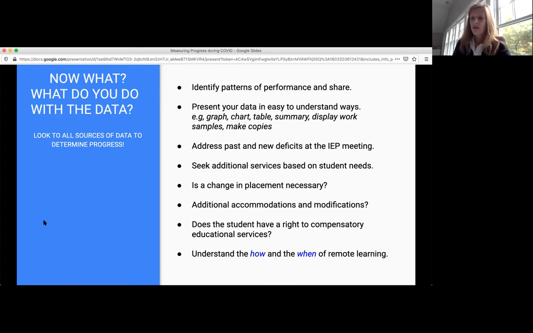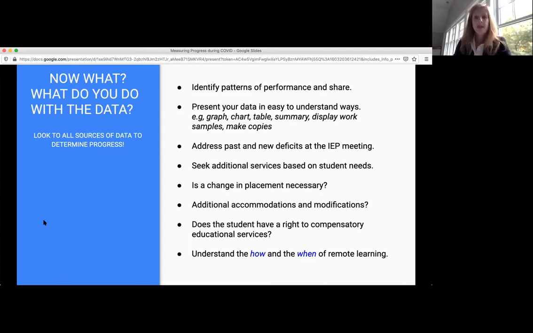Does the student have a right to compensatory educational services? I have learned now that in New York, they are calling compensatory educational services in relation to COVID times, COVID impact services, which is interesting. This is a topic of a whole other presentation, so I don't want to delve into it too much, but I just want to note that compensatory educational services are not provided for in the IDEA. This is really discretionary relief that is provided to remedy an educational deficit that is a result of a denial of FAPE, a free appropriate public education, either in the implementation of your IEP or in the design of the IEP.